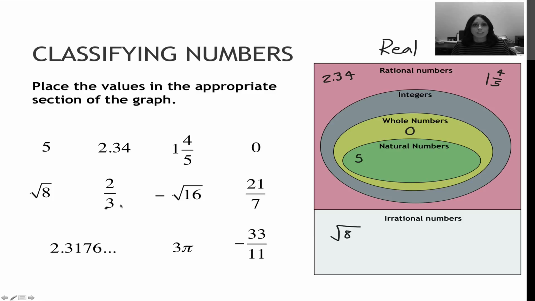2/3, this is already written as a fraction, so 2/3 is going to go here in the rational section. Negative radical 16, a lot of people would automatically think it goes into the irrationals, but the square root of 16 is 4, and then that negative on the outside makes it -4. So negative 4 would go in the integers, so I'm going to write negative radical 16 here. 21 over 7, again, don't automatically put it in the rationals, because if I take 21 divided by 7, I get 3, and 3 is a natural, whole, integer, rational, real, so I'm going to put 21/7 here.